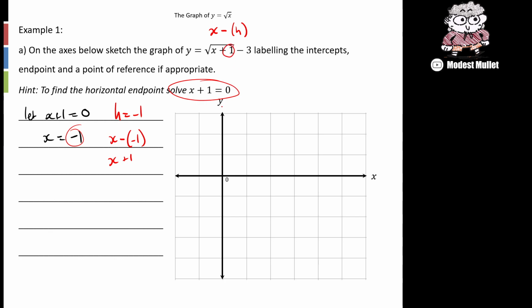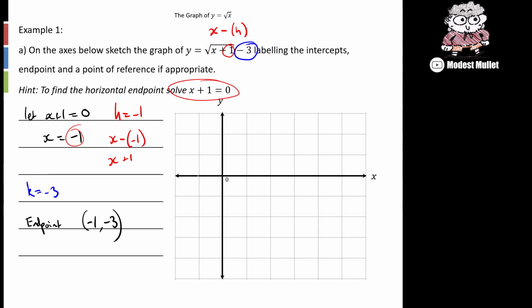So there's two ways you can do it. After a while, we just get used to looking at the h value, going, oh, it's a 1, switch the sign, so h is technically negative 1. From there, we want to identify the k value, which is the constant always added on at the end. So k is negative 3. That gives us an endpoint with x value negative 1 and k value negative 3.